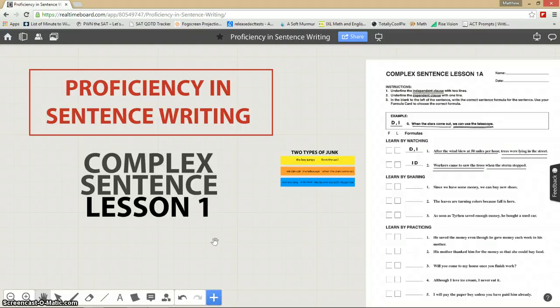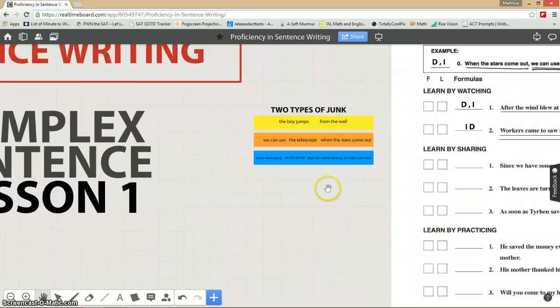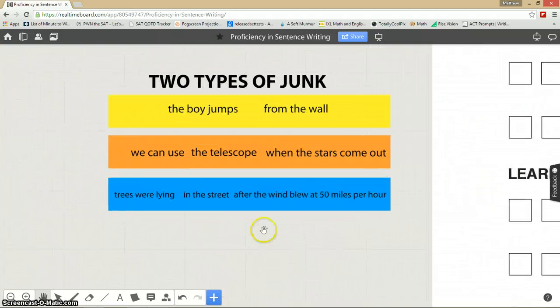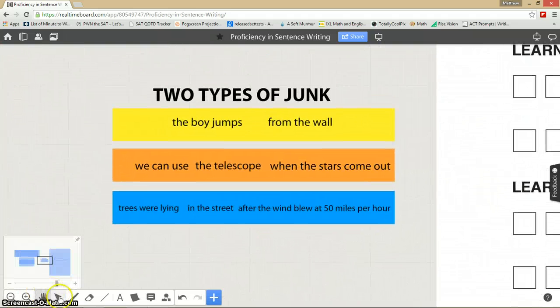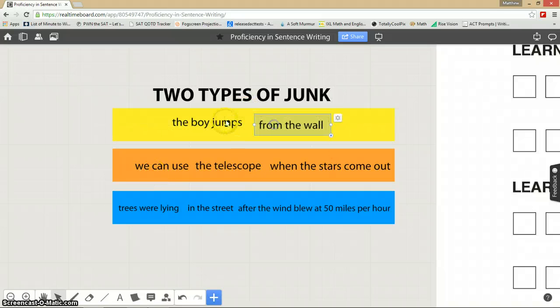This is Proficiency in Sentence Writing, Complex Sentence, Lesson 1. Okay, I'm going to try and make this as fast as I can. There's a lot to this. For complex sentences, you need to understand the difference between different types of junk that we talk about in class.